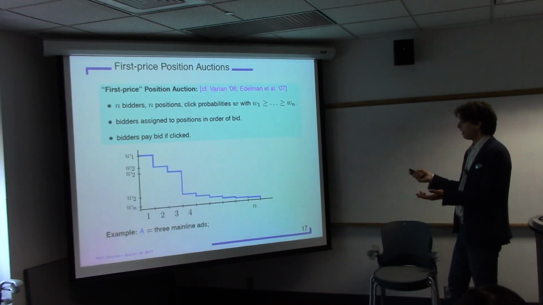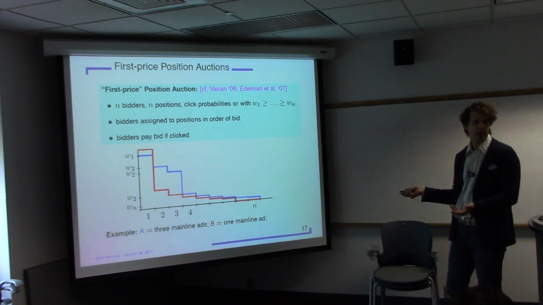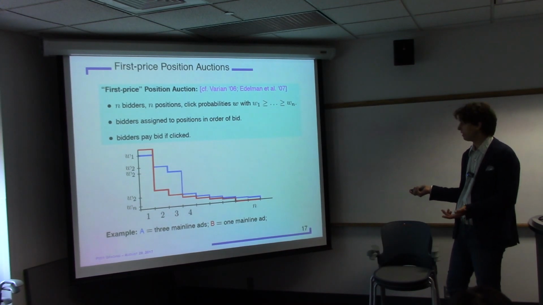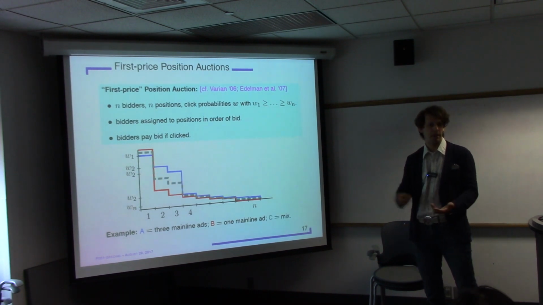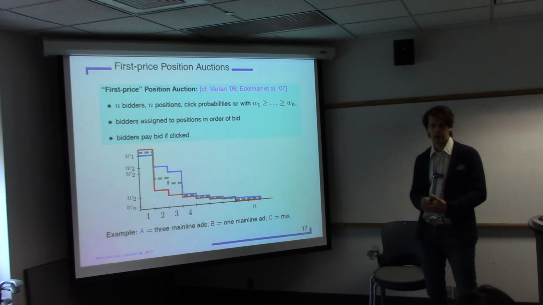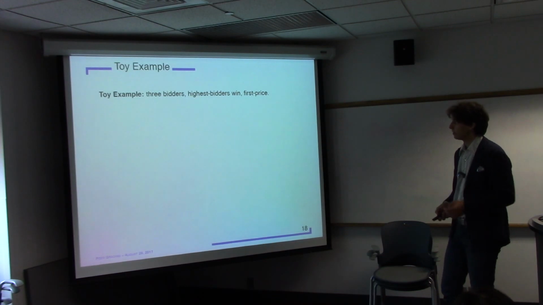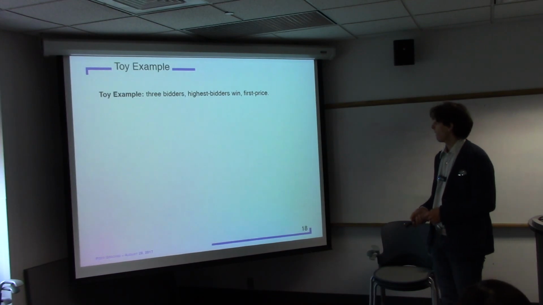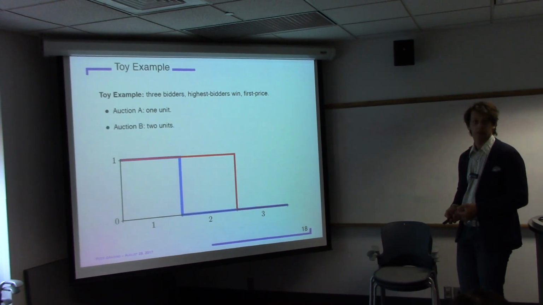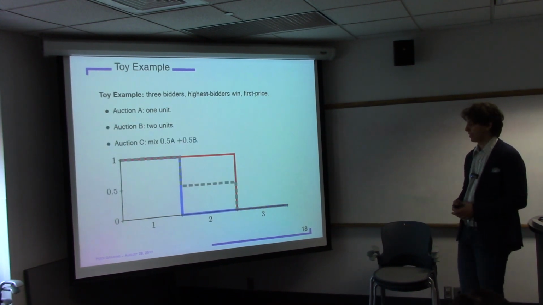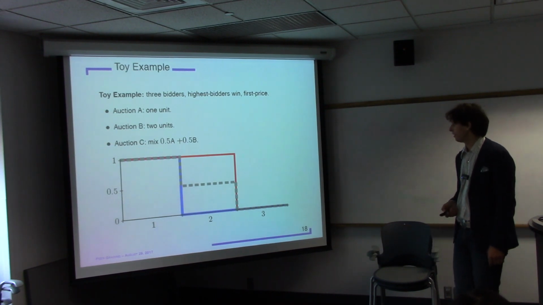Here's what it might look like with 3 mainline ads, and here's what it might look like for 1 mainline ad in terms of the position weights. If you 50-50 mix, you get the average between the two. So the advertisers are really bidding in this auction, the gray dashed line. Just to look at a toy example, if we did 3 bidders, highest bid wins with 1 unit or 2 units, it looks like this, and the 50-50 mix looks like this. This is a stylized version of the last slide.